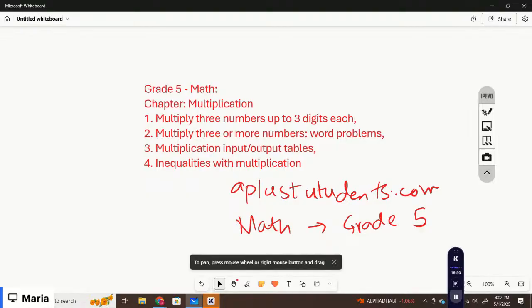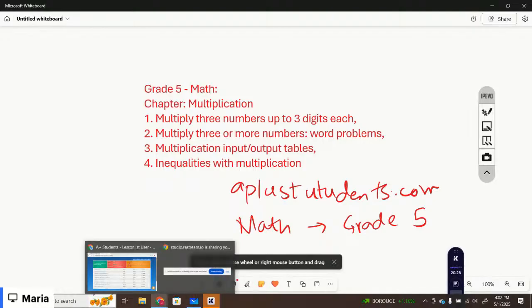We're going to start with the chapter: multiply three numbers up to three digits each, multiply three or more numbers, word problems, multiplication input output tables, inequalities with multiplication. So please make sure you have your notebook and pencil so that you can write down the important examples and definitions as well. The chapter is multiplication.